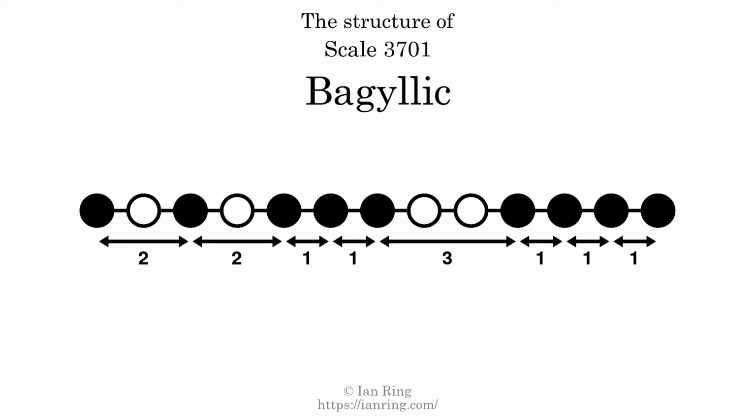The structure of a scale is a description of the interval distance between each successive tone. This scale has a structure of 2 2 1 1 3 1 1 1.